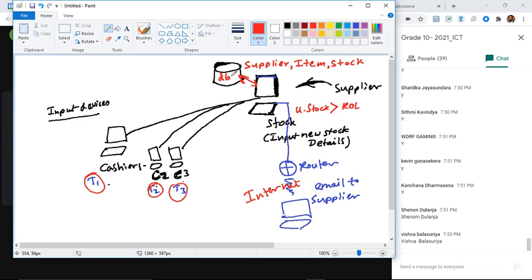Then the database. The main database is connected to the server. So whatever transaction you are doing, through whichever cashier, it will update in the main server, the main computer. So in the main computer, while it's updating, it will check for the reorder level.